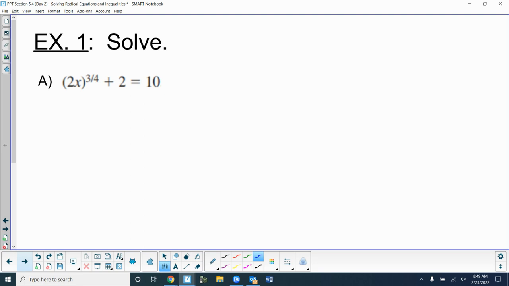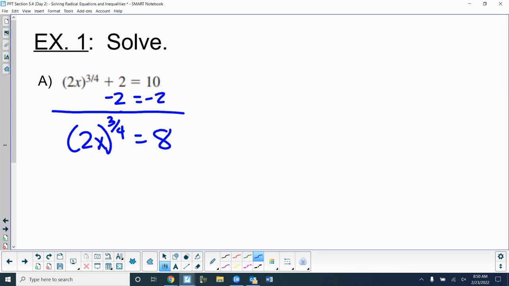So what do I got to do with that 2? The plus 2. Yes, there's 2. Subtract it, right? Just like yesterday. We want to get this part in parentheses isolated. Okay. So just like what I just wrote over there. What's the reciprocal of 3/4? 4/3.